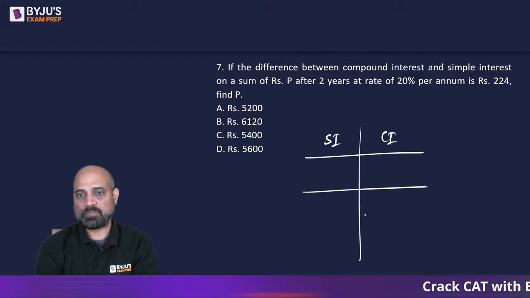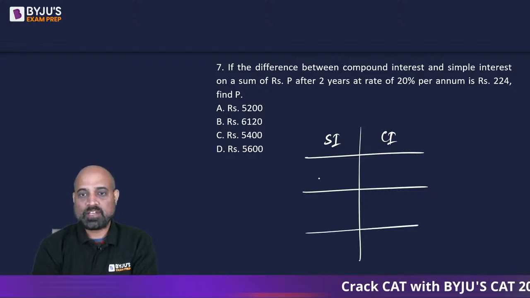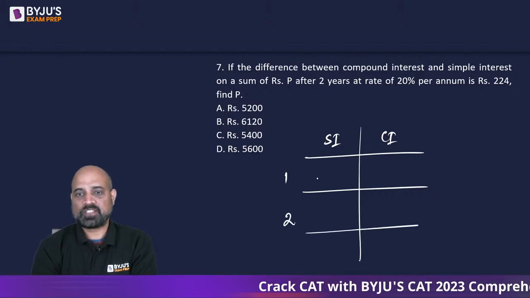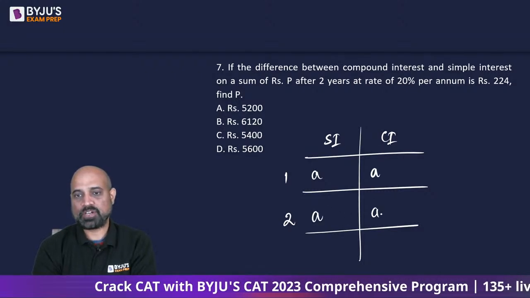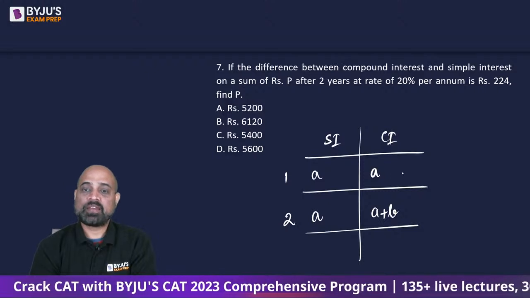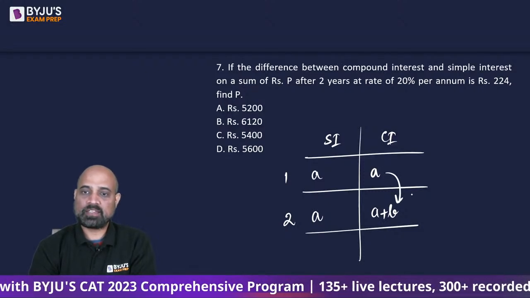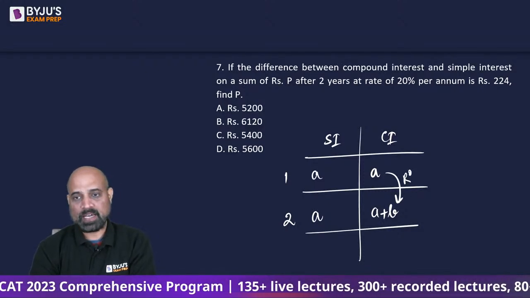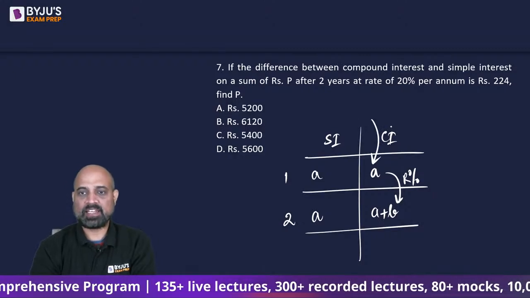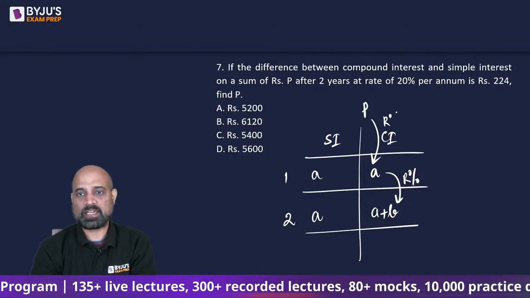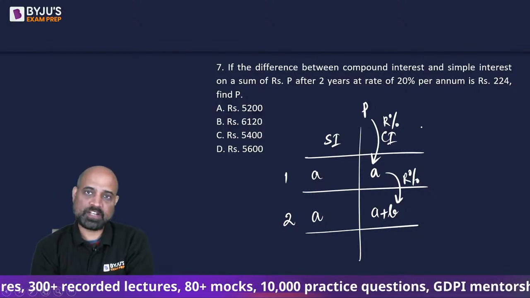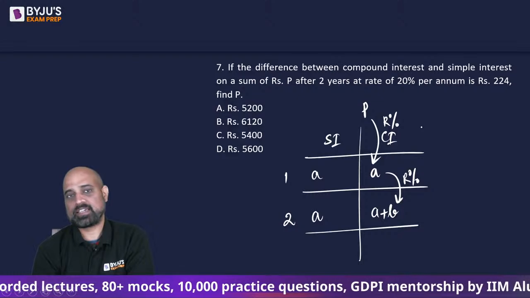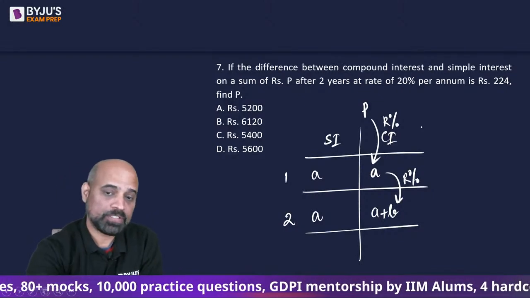And if you're talking about 2 years only, so what happens in the first year is simple interest and compound interest, they both are A. In the second year, you have got A plus B. Now, how are A and B related? By R percentage. How is A related to principal? This is also by R percentage. This is the general structure when principal and rate of interest is the same for both SI and CI. This is exactly what happens.